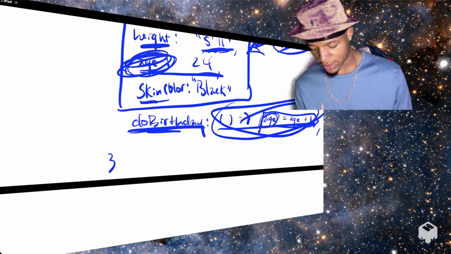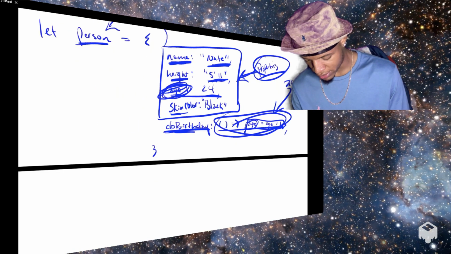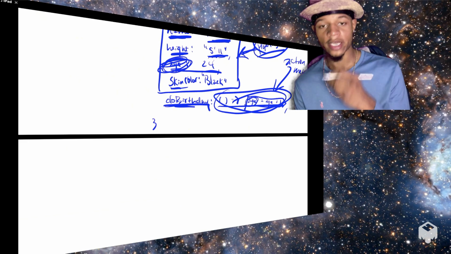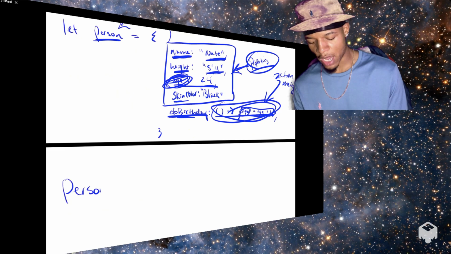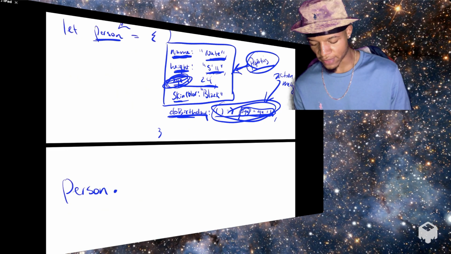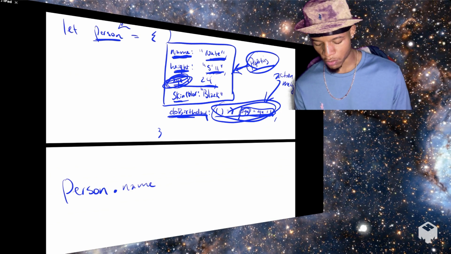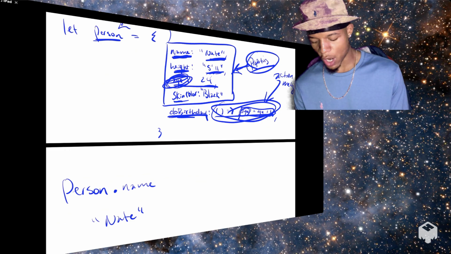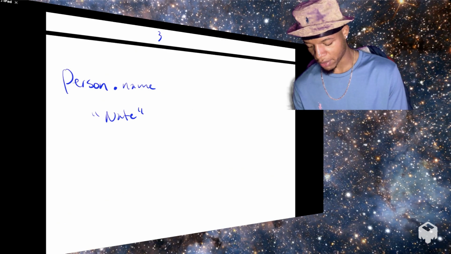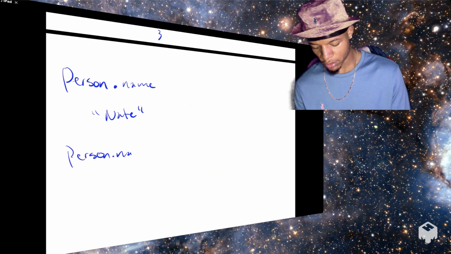Cool. So let's say I just declared that person, right? And now I say person. So that's how I'm calling on a person. And if I want to get any of these attributes out of this person, I have to use the dot operator. And if I say person dot name, this will bring me back Nate. But I also can change the person's name by saying person dot name equal Dakari.